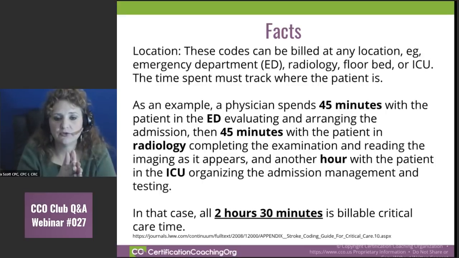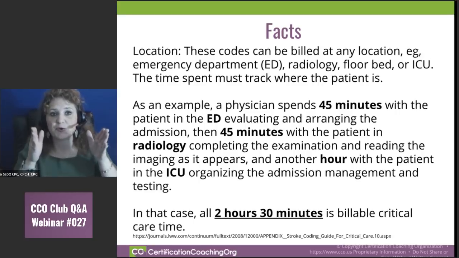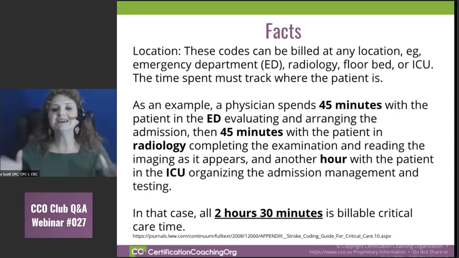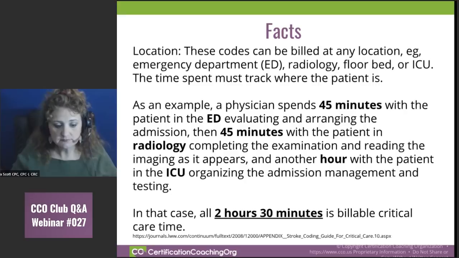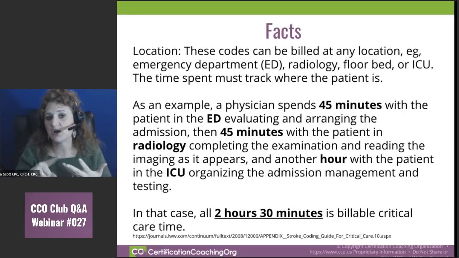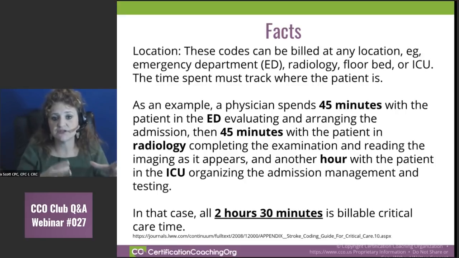This is really, really interesting. So if the ER doc is taking over and doing the care for the critically ill patient, let's say we have a patient that is in a motor vehicle accident, and they know there's head trauma, there's chest trauma, and they need to get x-rays, and that doctor is following the patient, right?